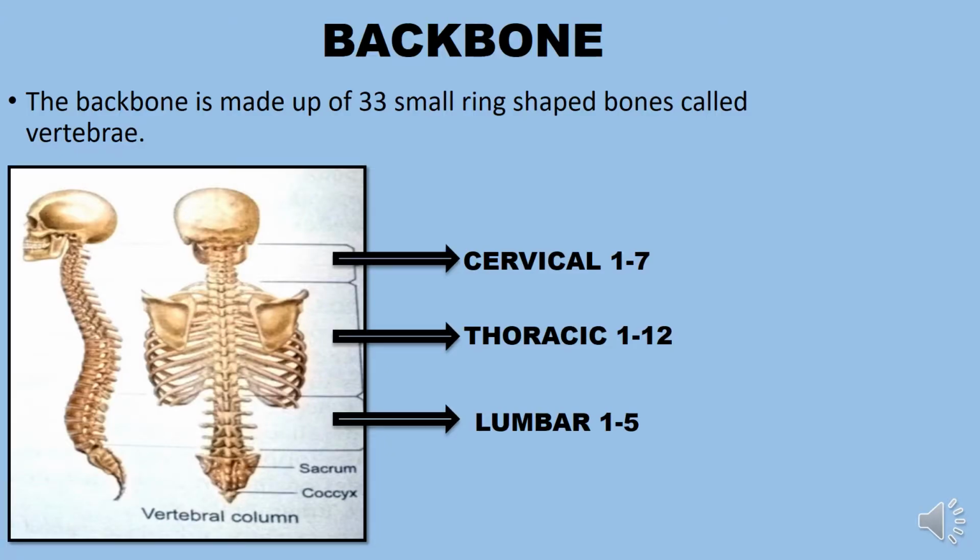Now, before moving to backbone, I would like to add one thing: your bone consists of 50% water and 50% solid matter. Yes, our bones are made up of 50% water and 50% solid matter. Now, the next part of our skeletal system is the backbone. The backbone is made up of 33 small ring-shaped bones called vertebrae.